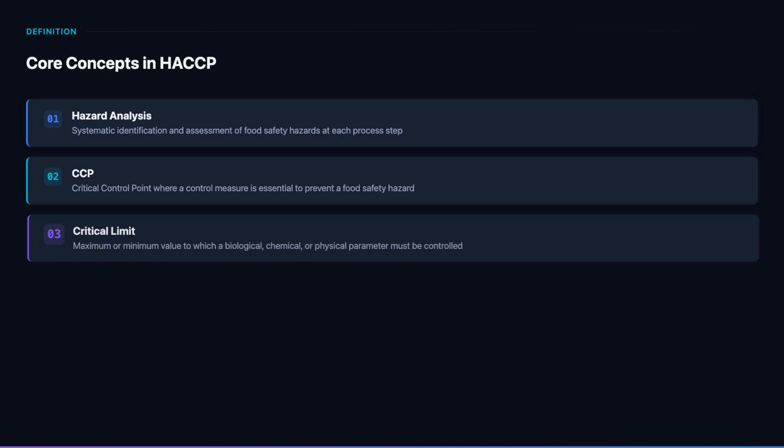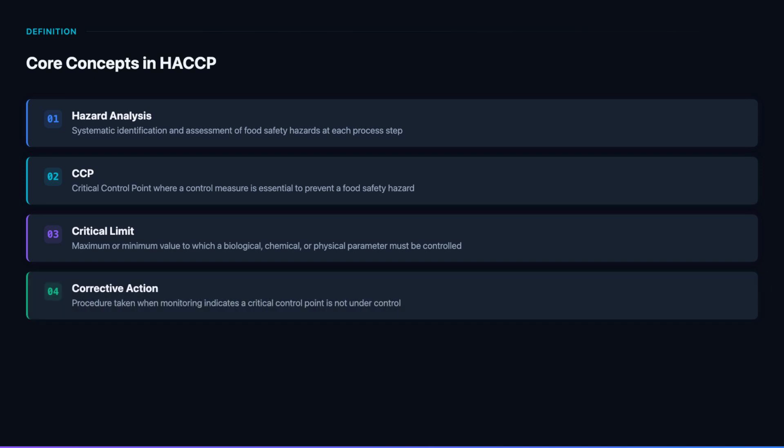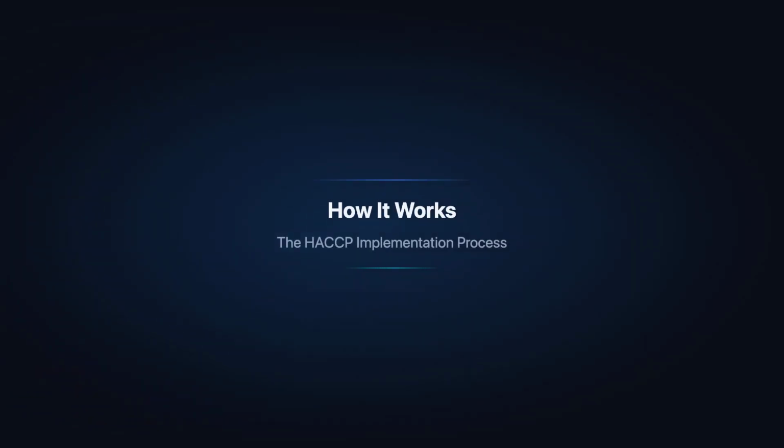Critical limits are the measurable boundaries that separate safe from unsafe conditions at each critical control point, such as a minimum cooking temperature of 75 degrees Celsius or a maximum pH of 4.6, and monitoring must confirm that these limits are consistently met. Corrective actions are the predefined procedures that must be followed immediately when monitoring data shows that a critical limit has been breached, covering what must be done to the affected product and what corrective action is needed to restore control. Now let us walk through how HACCP works in practice.